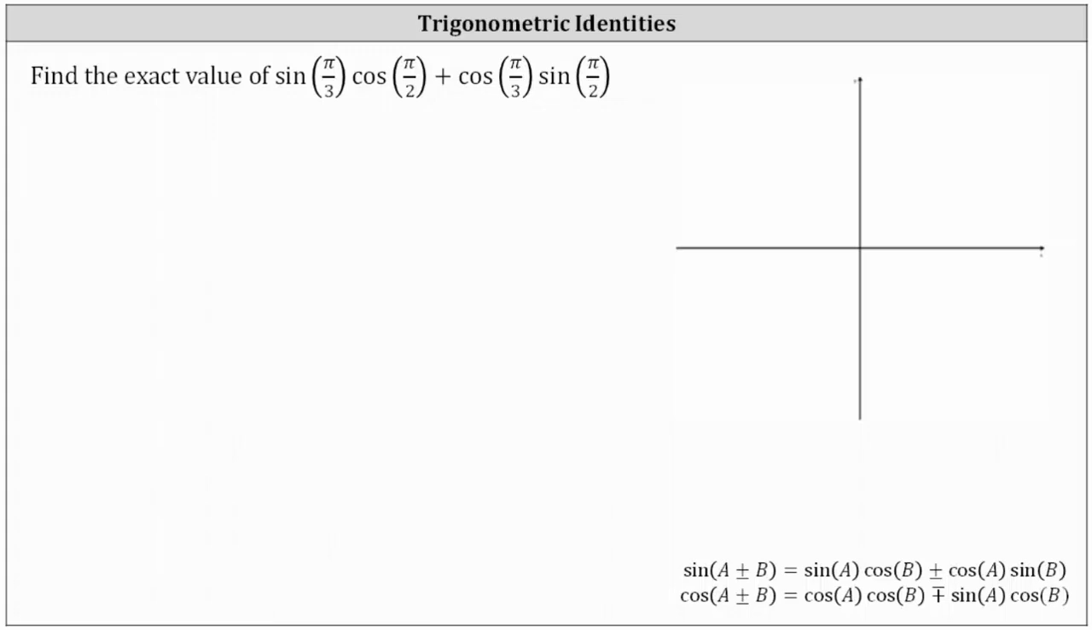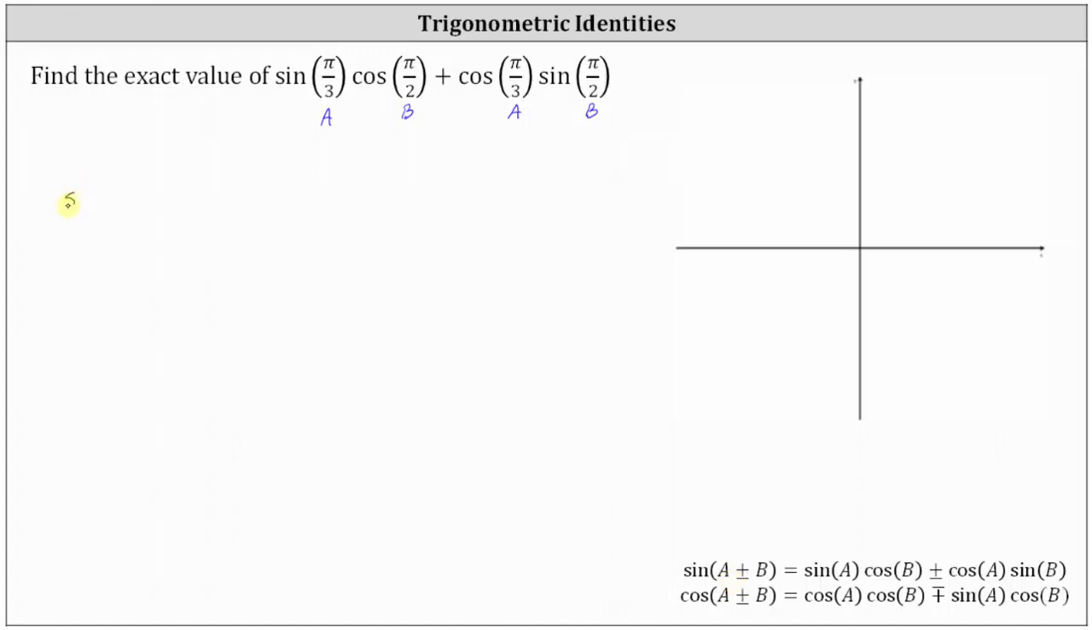So if we focus on the right side of these identities, notice the sine of a plus or minus b equals the sine of a times the cosine of b plus or minus the cosine of a times the sine of b, and this does fit the form of our expression where we have a sum. For our expression, notice a is equal to pi divided by 3, and b is equal to pi divided by 2. And because we have a sum, the expression is equal to the sine of the sum of the angles, or in our case, the sum of pi divided by 3 and pi divided by 2.